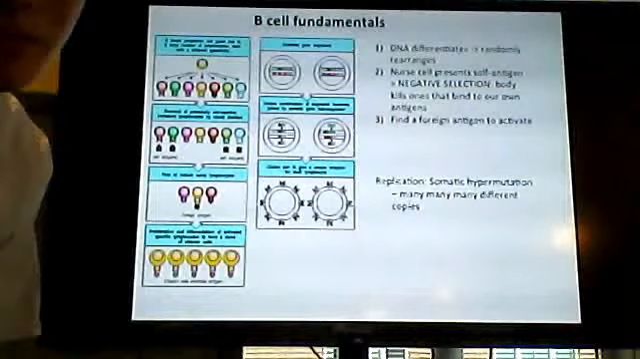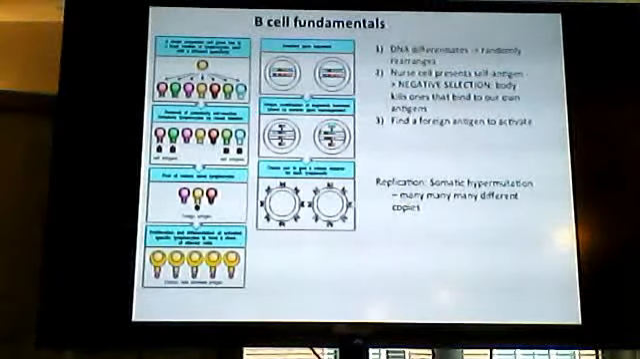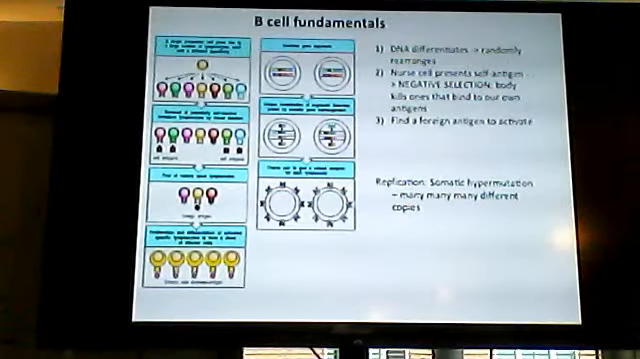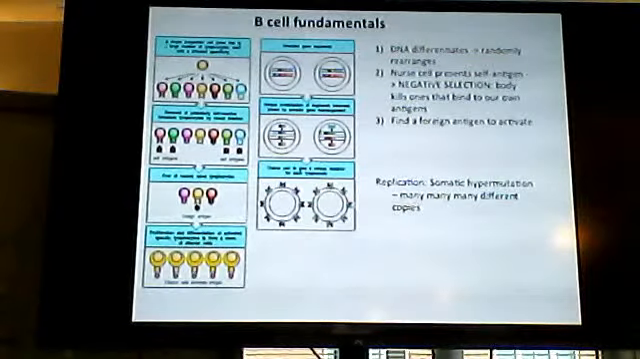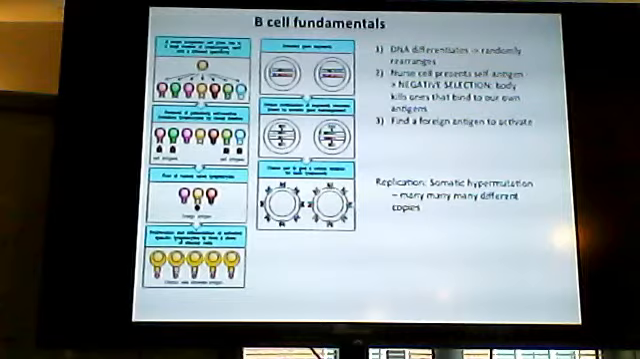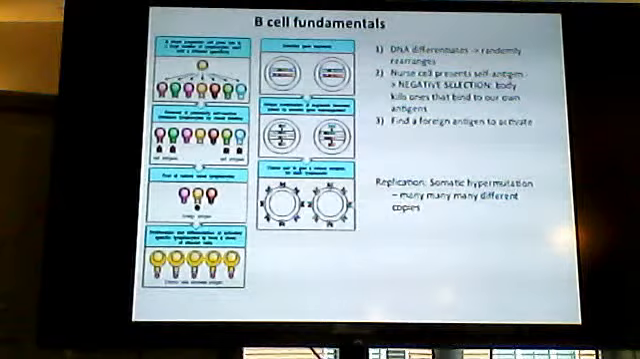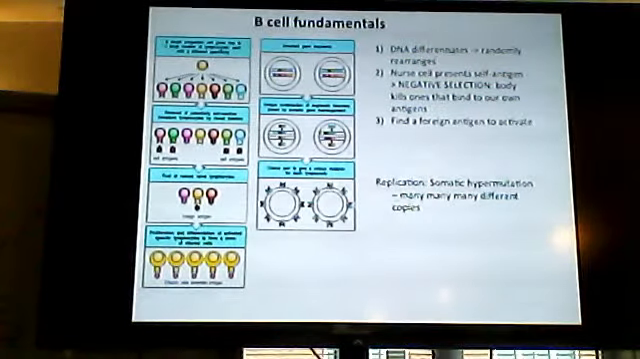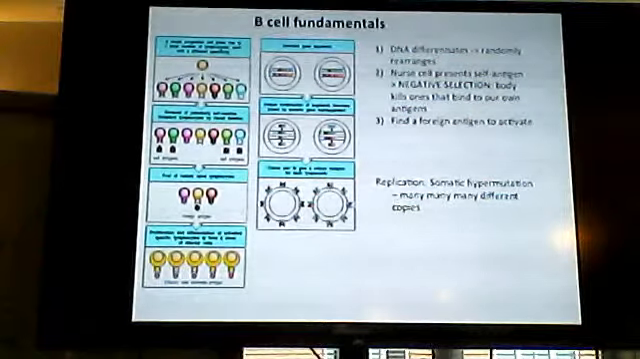Okay, B cell fundamentals again. With B cell fundamentals, you have your DNA differentiating, and you have your nurse cells presenting self-antigens because you want to make sure that your body does not react with these B cells that are being created. So if it passes the negative selection test by the nurse cells that are presenting those antigens, then they will start to circulate throughout the body. They're immature at this point, but they mature upon finding that foreign antigen to activate themselves.